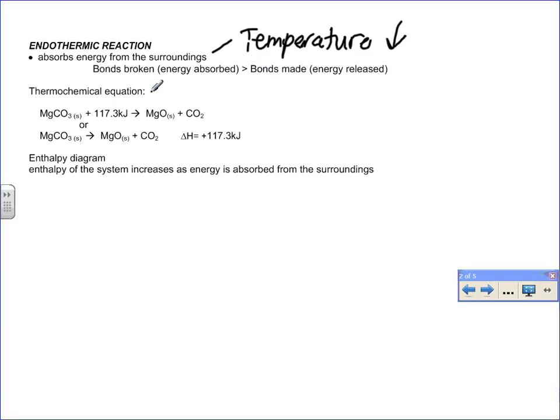To review the thermochemical equations, if it's endothermic, energy is a reactant, or you can have the delta H value reported with a positive sign to show you that it's an endothermic reaction. Both of these are appropriate for reporting a thermochemical equation.